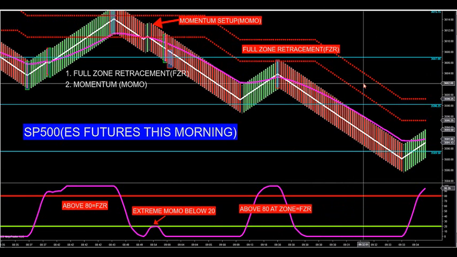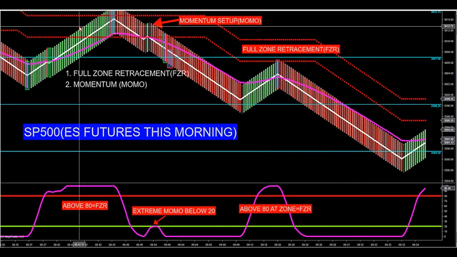So we have the ATR, which is red. That means we're in a downtrend. All right. So if we're in a downtrend, you want to sell retracements.